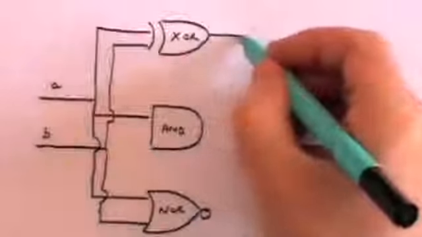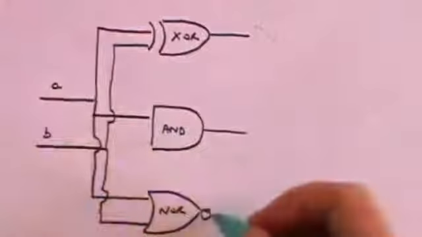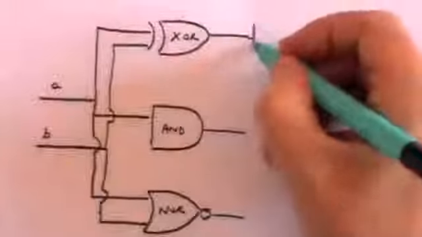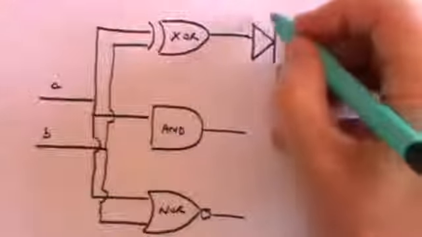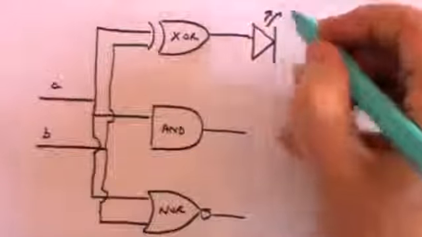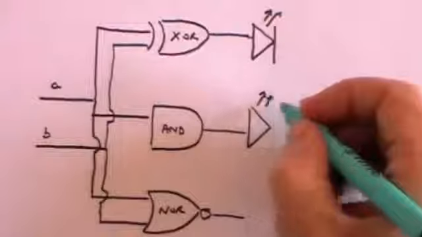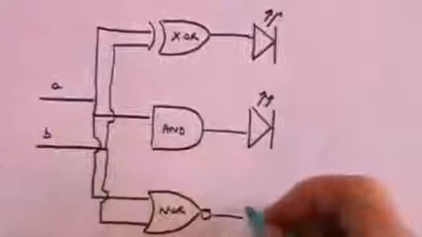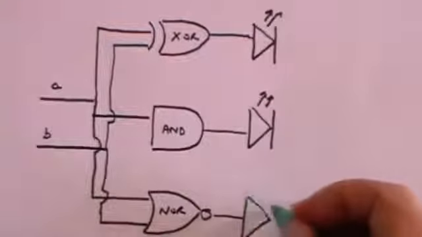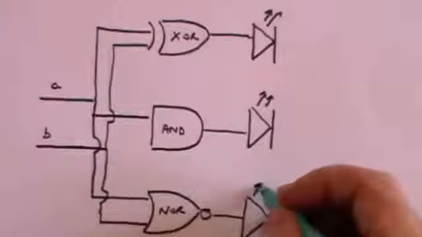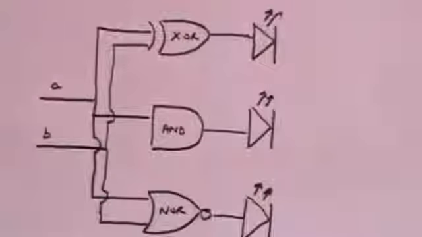They are all going to have outputs, and what I'm going to do is to send those outputs to a light emitting diode. These are diodes which will glow red, or any colour actually, but red is a common one, if there is a voltage coming down the line, but they won't glow if there isn't.